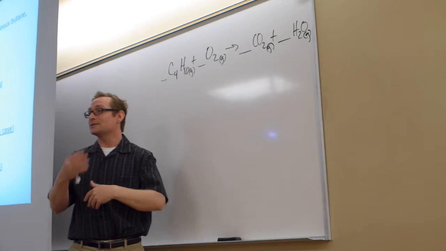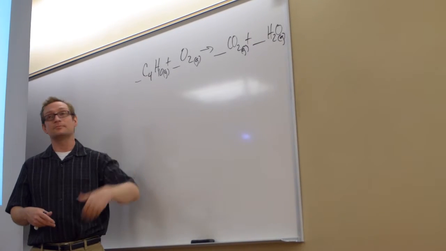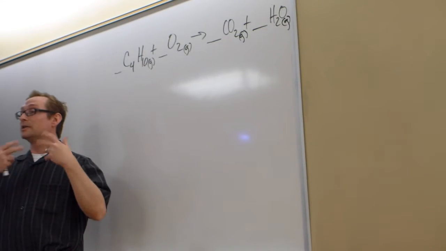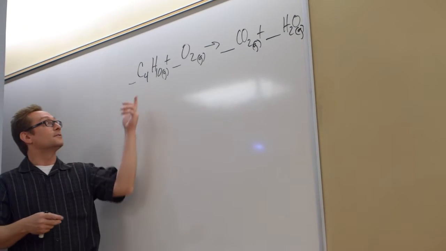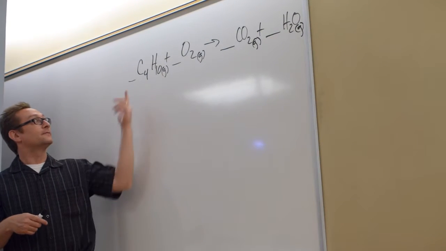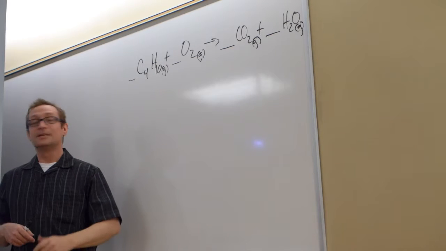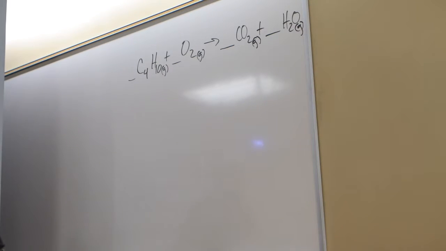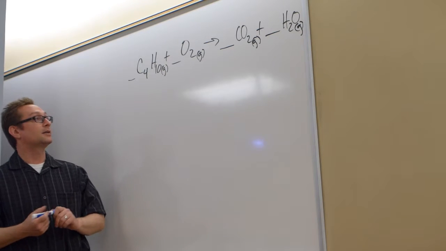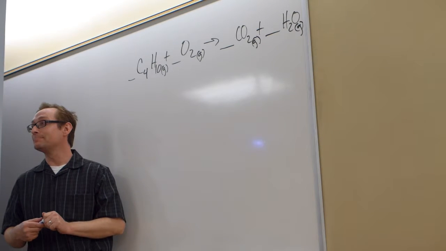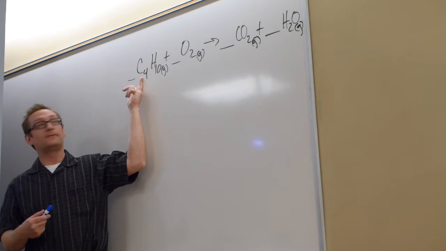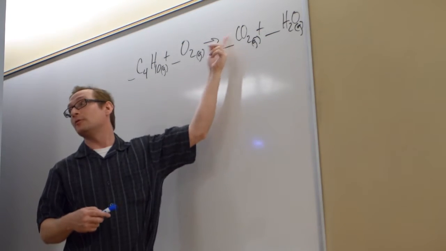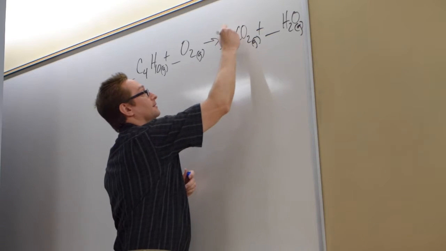So you see the analysis there? It's just, let's look at the elements that are mentioned in only one compound on both sides of the arrow. We'll start with those. So for carbon, since it's the first one listed there, I'll just start with carbon. So how do we balance carbon? We got 4 here. We need to put a 4 in front of there.